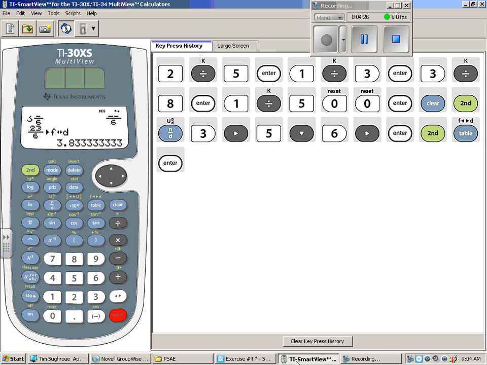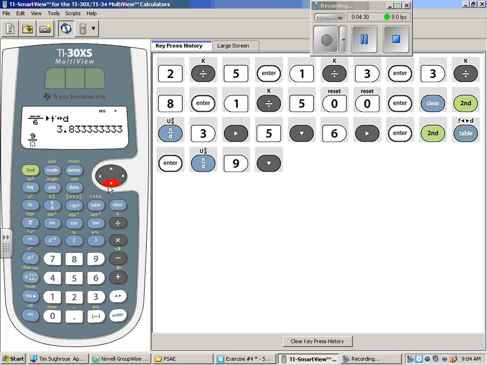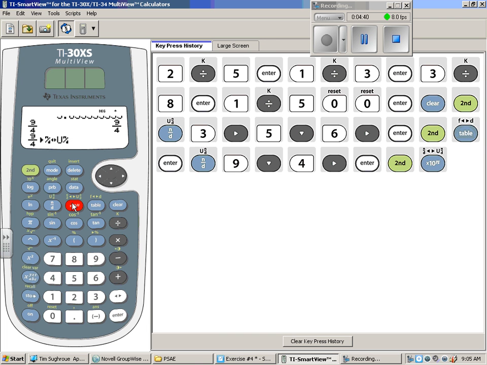Same thing. Now we just type in fraction, 9, cursor down, 4, cursor to the right, hit enter. It's just going to kick out 9/4 because I have to convert it to a mixed number. I'm going to go second, mixed number first, and hit enter. And it gives me 2 1/4.